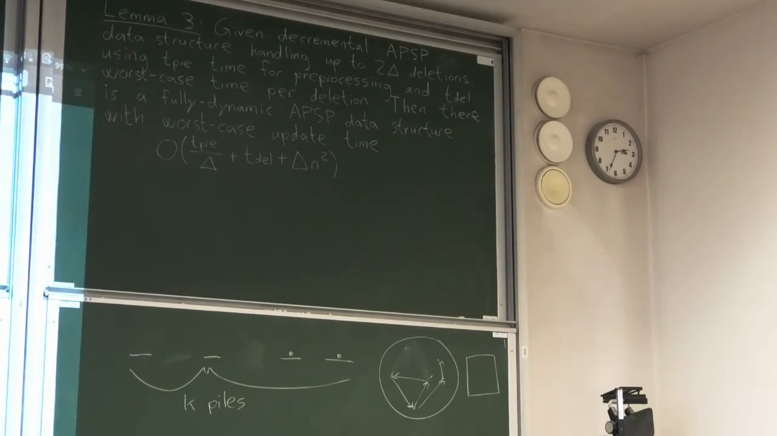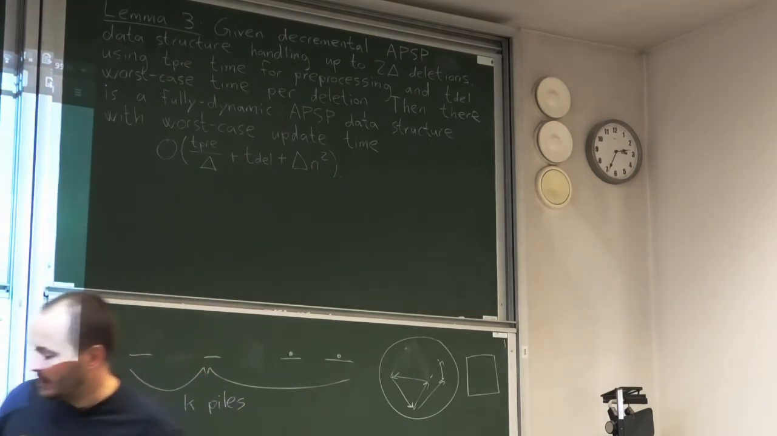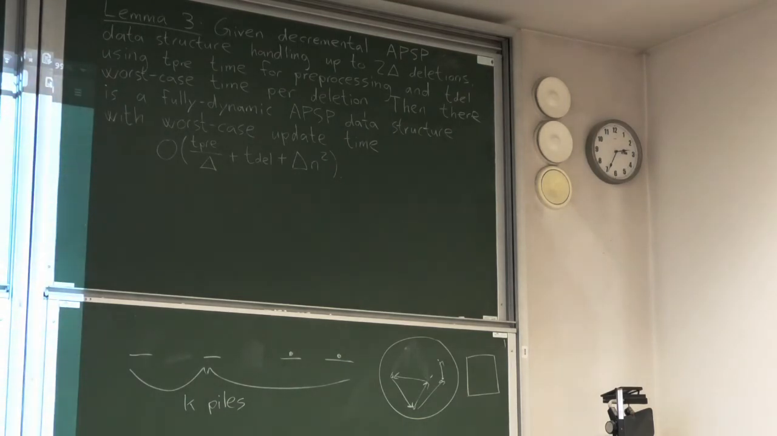the description of this algorithm with this time bound here. But I'm going to use this lemma 3. So instead of directly presenting this fully dynamic result up here, I will present a decremental APSP structure, and then we will analyze its running time, and then we'll use lemma 3 to get our fully dynamic structure. So now we're only looking at a decremental APSP structure with a limited number of deletions, delta.